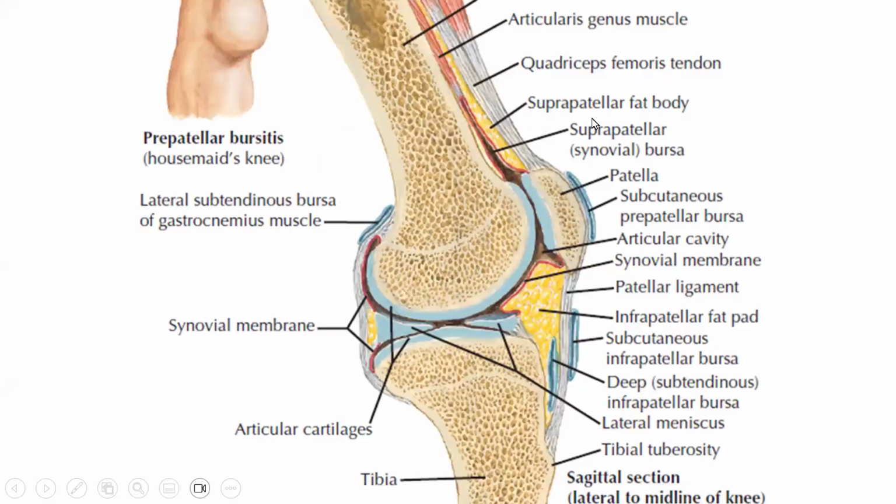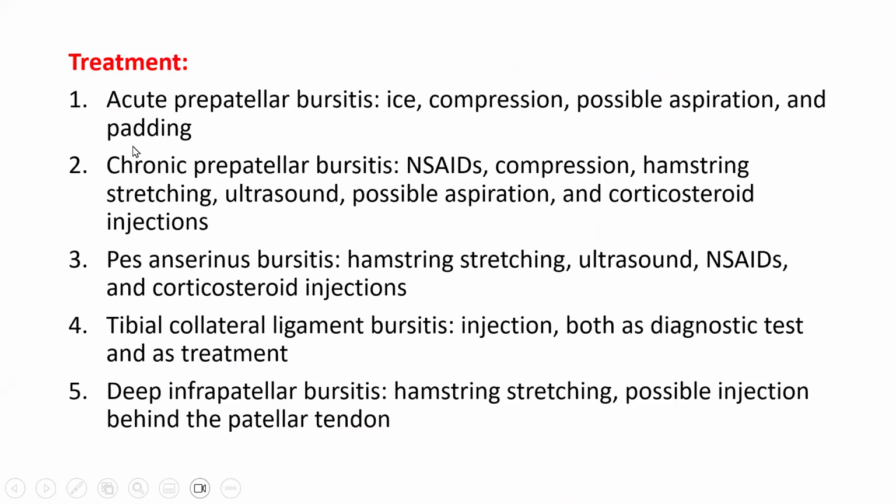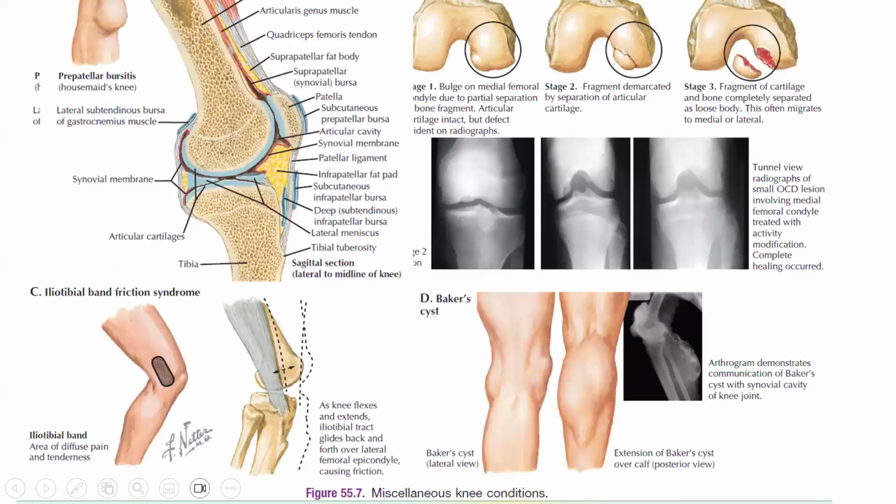This slide shows you the various types of bursitis. Acute prepatellar bursitis: ice, compression, possible aspiration, padding. Chronic prepatellar bursitis: non-steroidal anti-inflammatory drugs, compression, hamstring stretching, ultrasound, possible aspiration, and corticosteroid injections. Pes anserinus bursitis: likewise, plus corticosteroid injections. Tibial collateral ligament bursitis: use injection both as a diagnostic test. And you have deep infrapatellar bursitis, which is secondary to hamstring tightness: possible injection behind the patellar tendon. And this shows you the various types of bursitis.